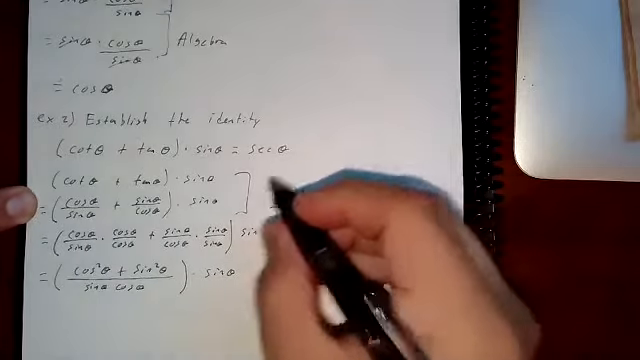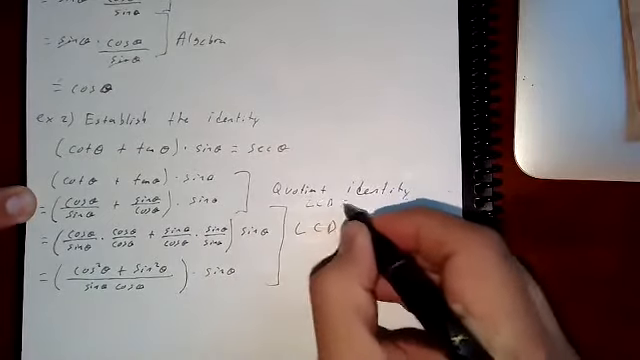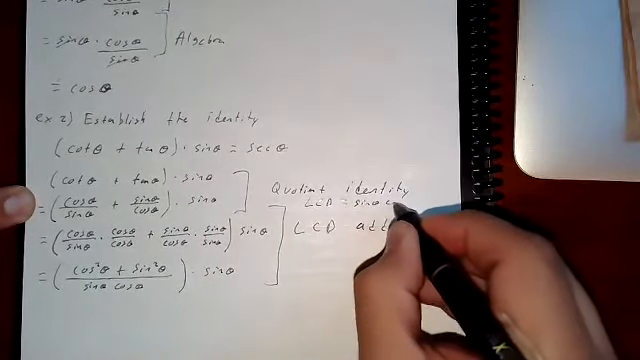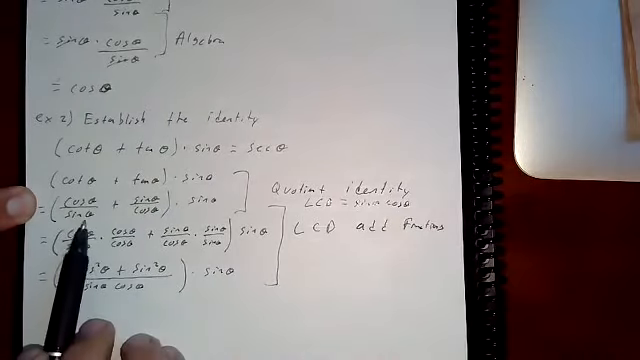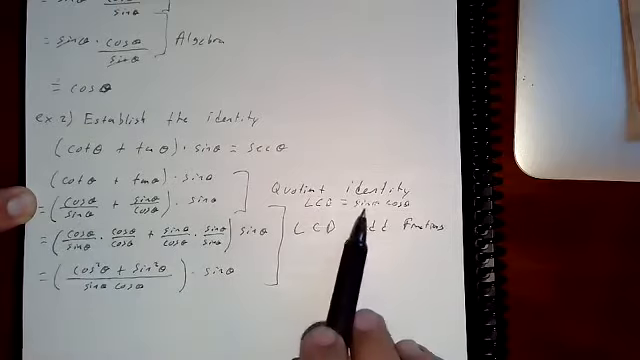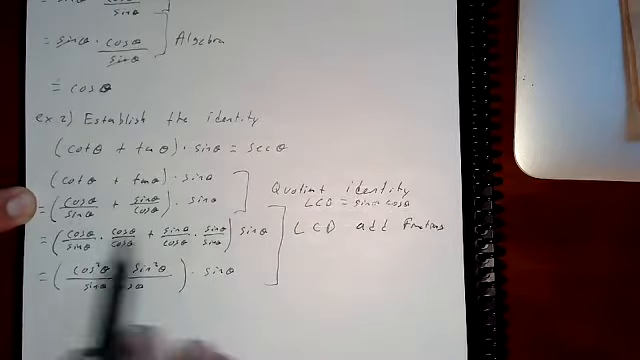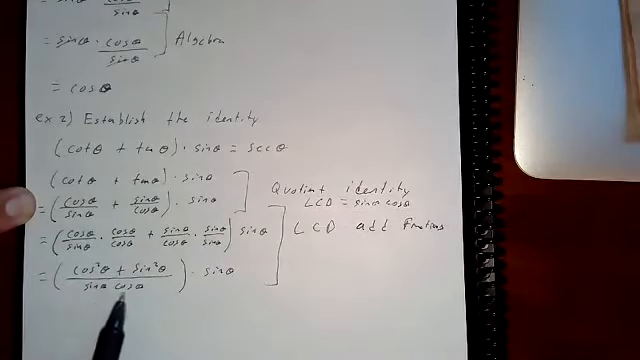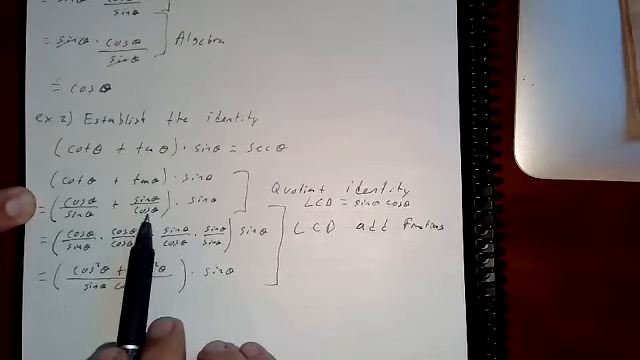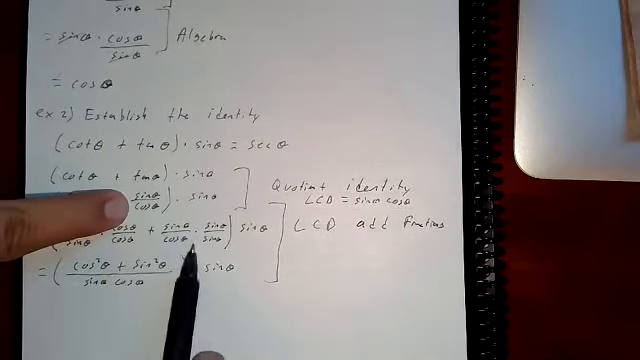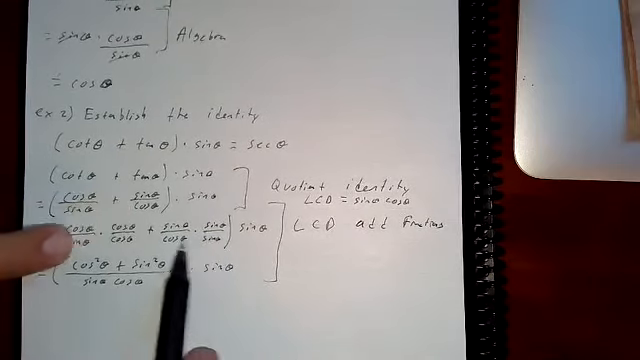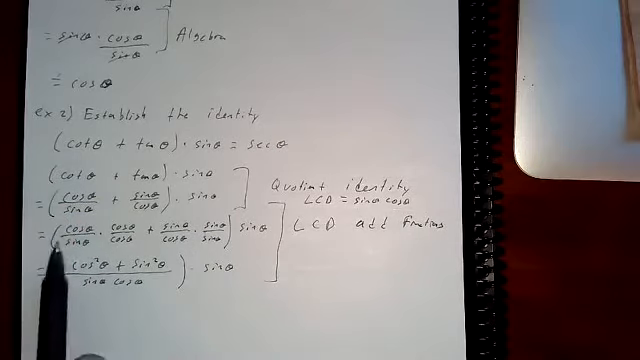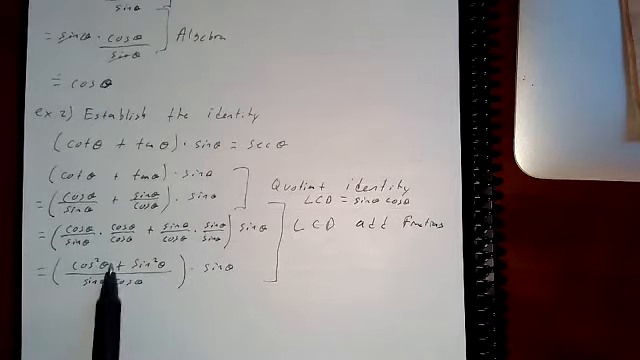So right here, the LCD is actually sine theta cosine theta. So in order to get sine cosine, I need to multiply by what I need. So this is missing cosine in order to get this, right? So I multiplied top and bottom by cosine to force the bottom to be this. And then I needed a sine down here, so I multiplied by sine. And then once I had them on the bottom, cosine times cosine is cosine squared, sine times sine. You're able to add the fractions.